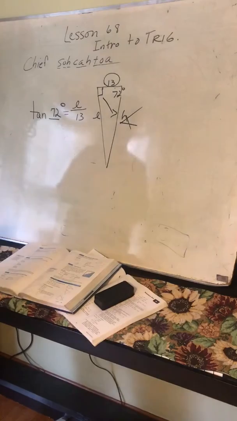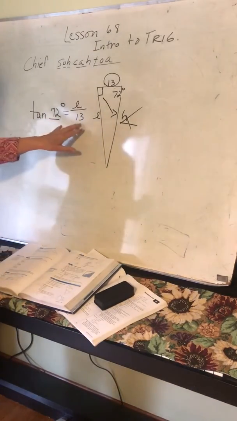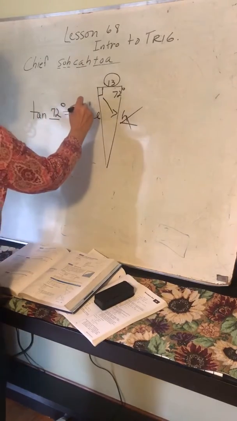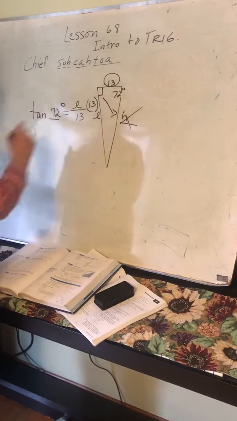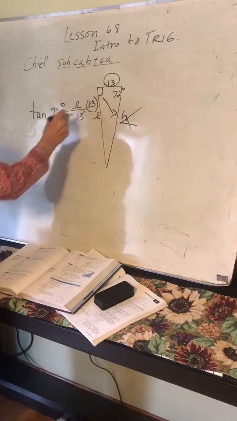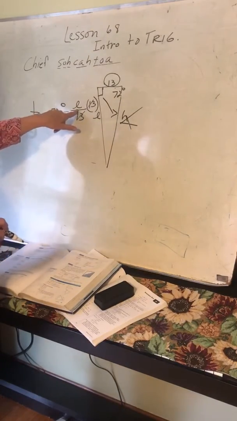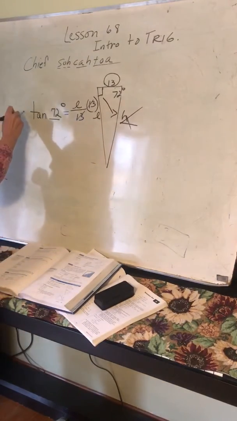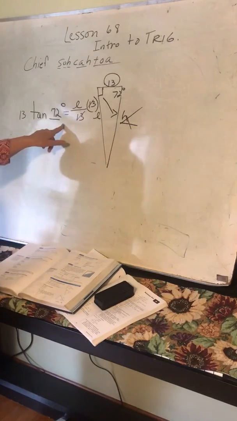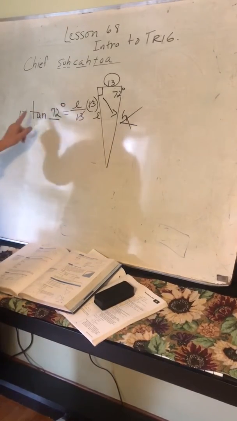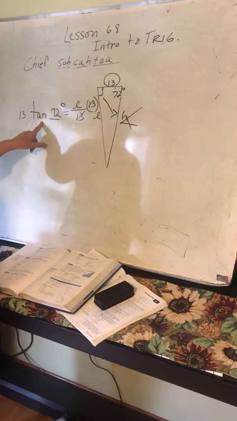Okay, now to solve this, you do it just like you do algebra, okay? So you've got this fraction over here. If you multiply this by 13, these cross out, then you have your unknown all by itself, but you have to do it over here too. So you have to multiply this by 13. So now we have E equals 13 times the tan of 72.